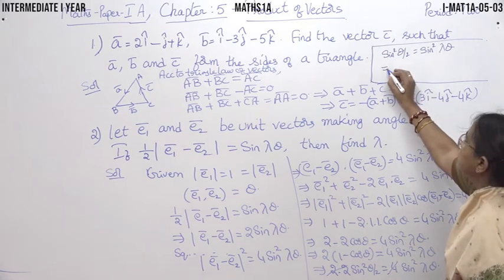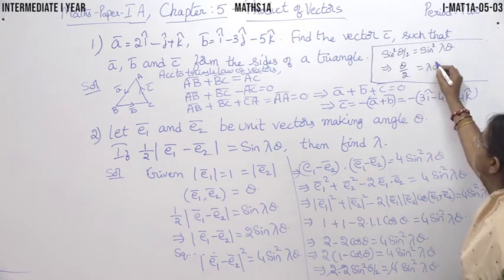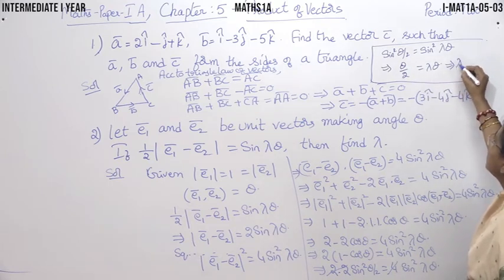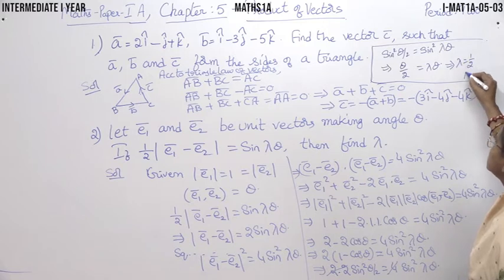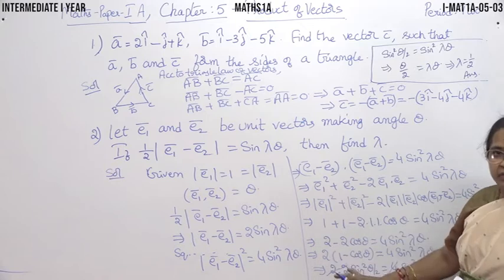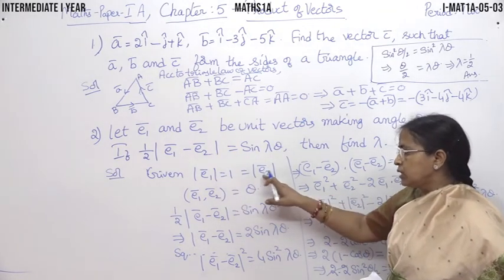So, that means theta by 2 is equal to lambda theta. So when you cancel theta, you will get lambda as equal to half. This is the answer. Now, what is very important in this problem is that E1 and E2 are unit vectors. So their modulus is 1.